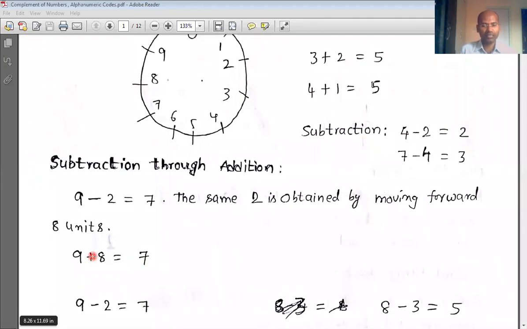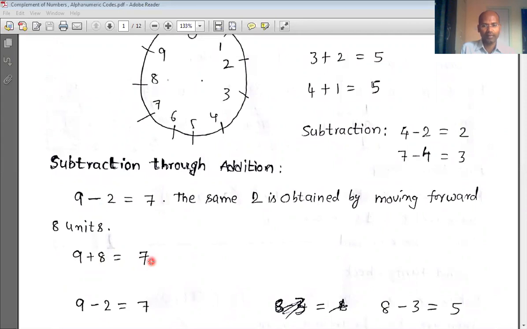Now the question is, instead of subtracting 2 from 9, add 8 to 9. That also gives us 7. So what I'm trying to say is, subtracting 2 from 9 is equal to 7. The same answer can be obtained by adding 8 to 9, which is 17, by dropping out this extra number and considering only the other digit.